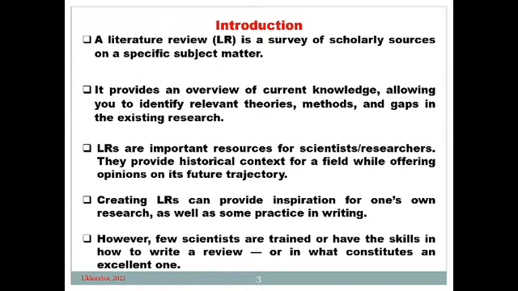Literature reviews are important resources for every scientist, especially if you want to become a good researcher. They provide us with historical content of a field while offering us opinion on the future trend. If we create a literature review, a good one for that matter, it can also give us inspiration about research. If you read what people have done, at times I sit down in my room, I begin to read people's work, I begin to get inspiration of what I can do.